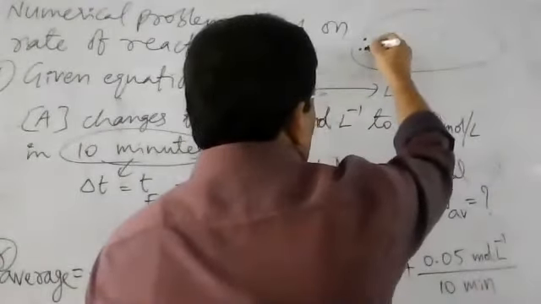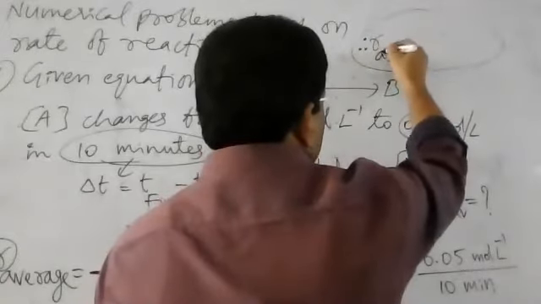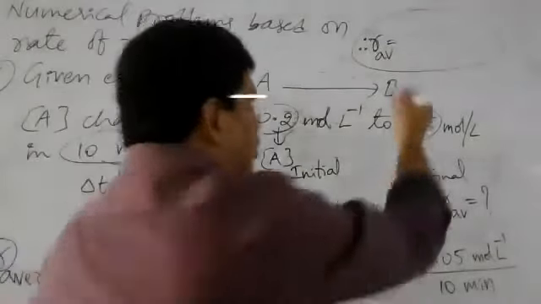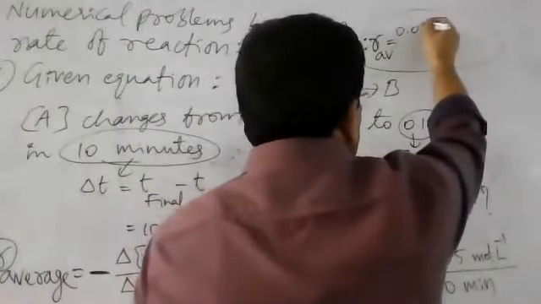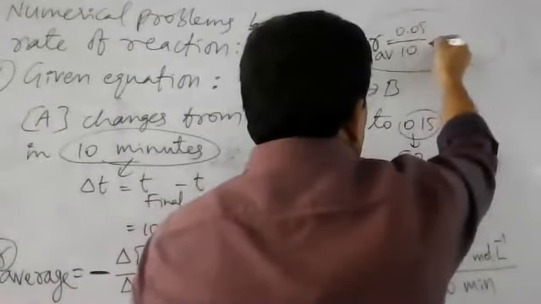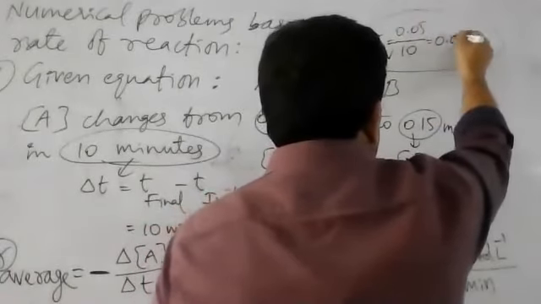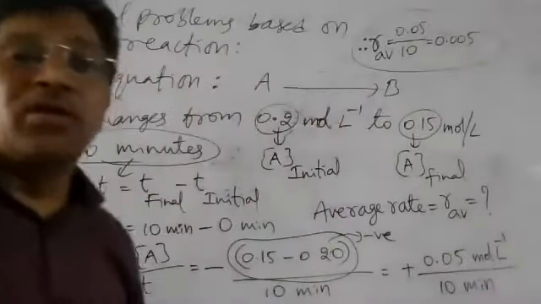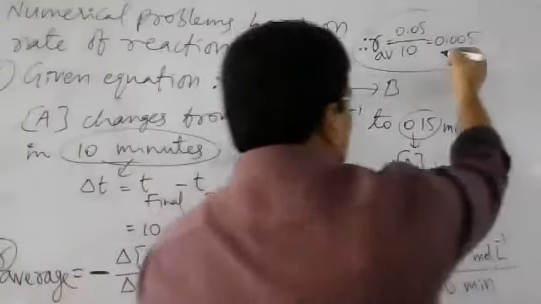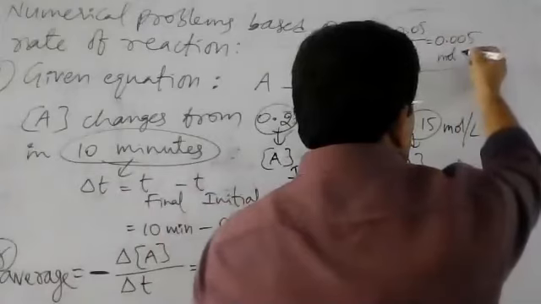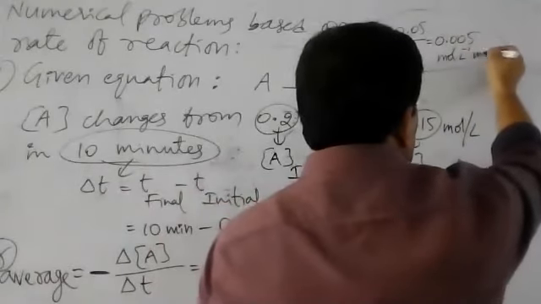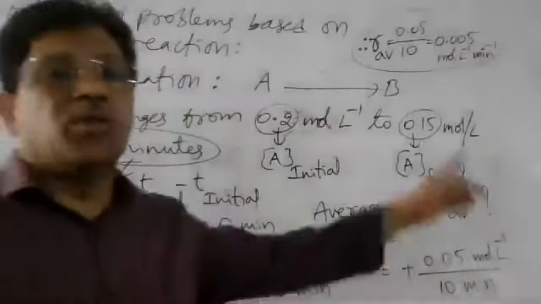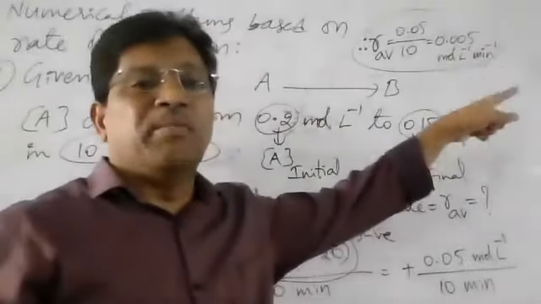Therefore, the average rate of reaction is equal to 0.05 by 10, which equals 0.005. What will be the units of rate? Mole, liter inverse, minute inverse. Per minute now. Okay, so mole, liter inverse, minute inverse.